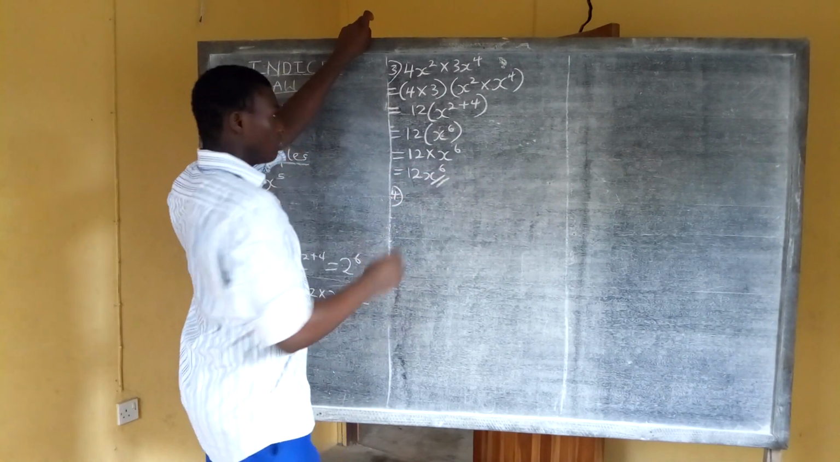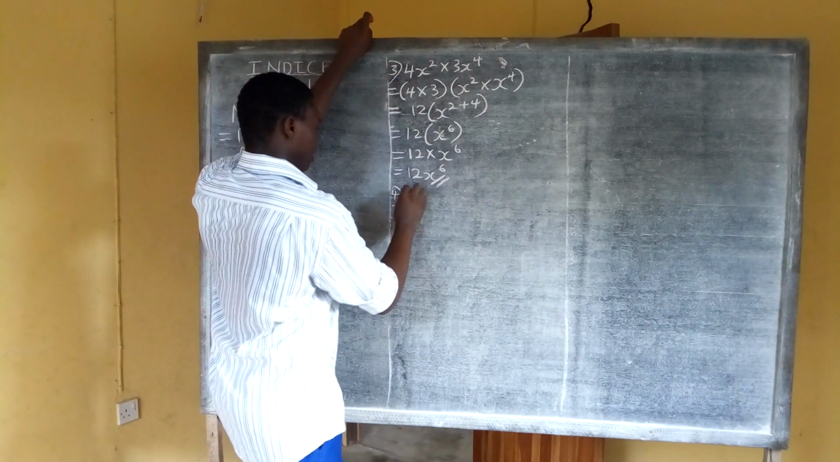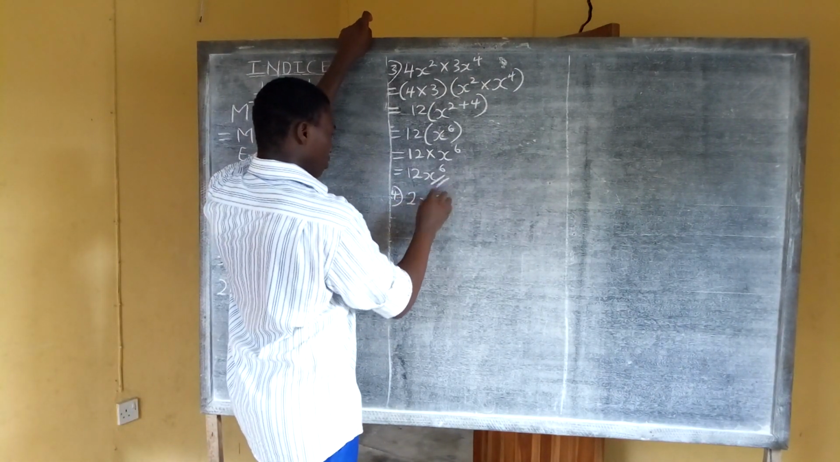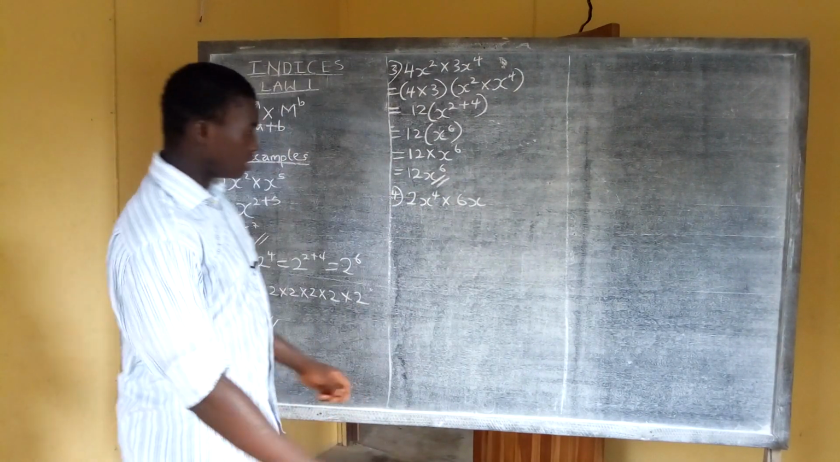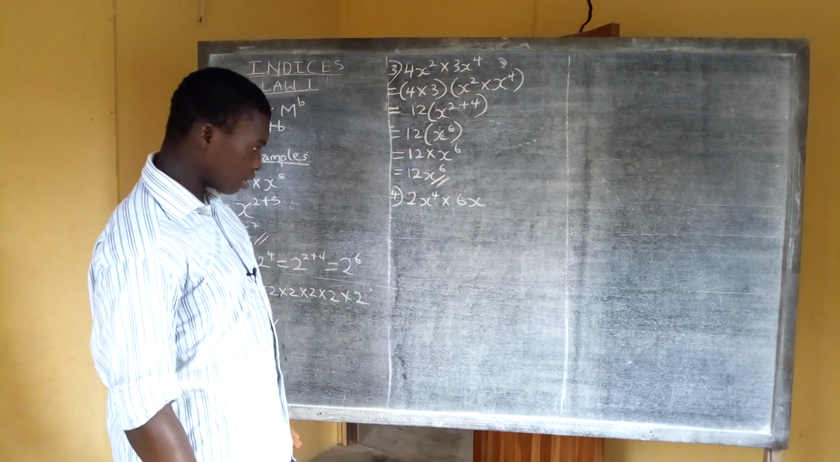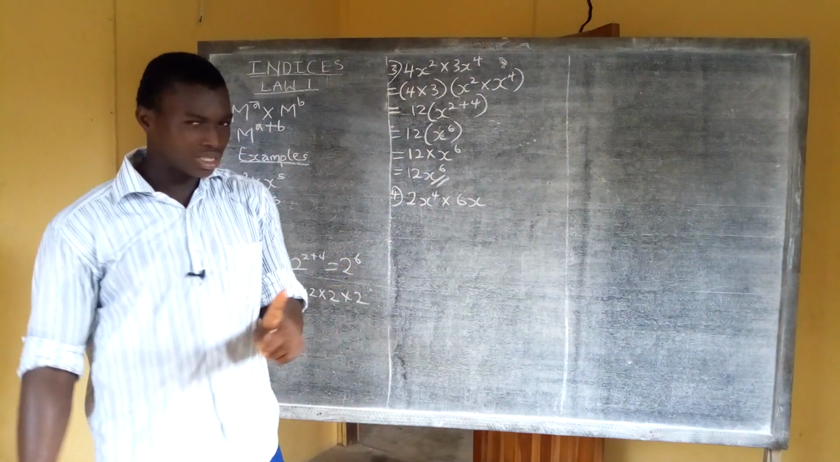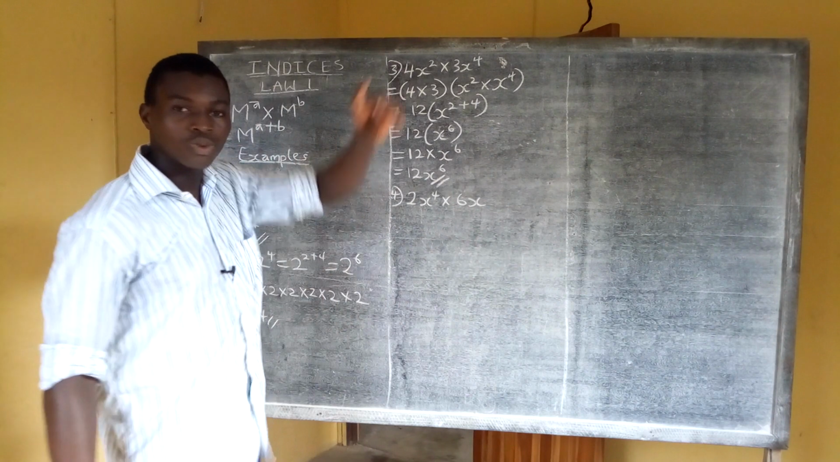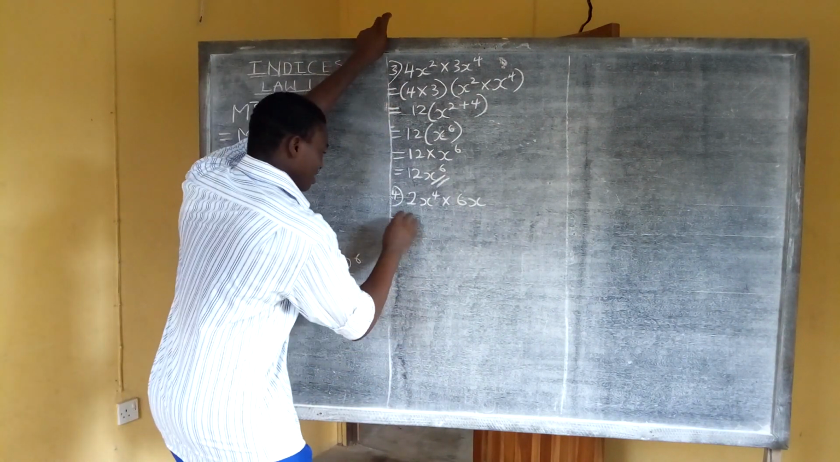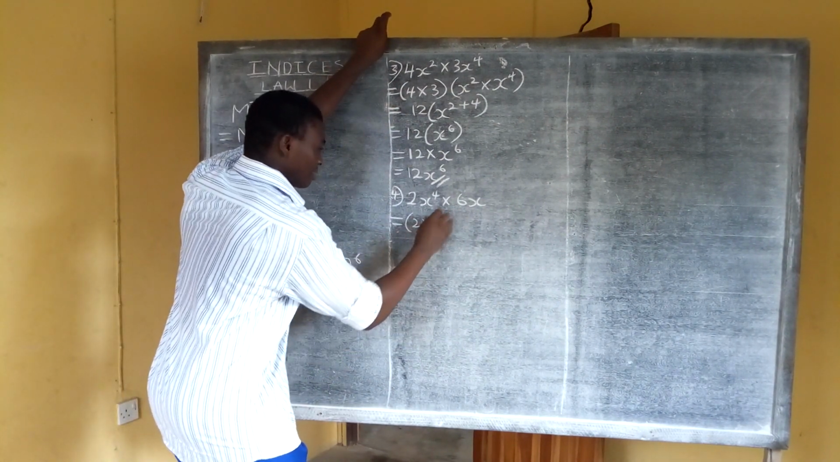Now let's look at another one. Let's say we have something like 2x raised by 4 times 6x. Now you look at this, okay, we're going to use the grouping method to get an answer, but something is still missing. This x has no power, but we are going to resolve that. Just wait and see. So that will give us 2 times 6 in bracket.